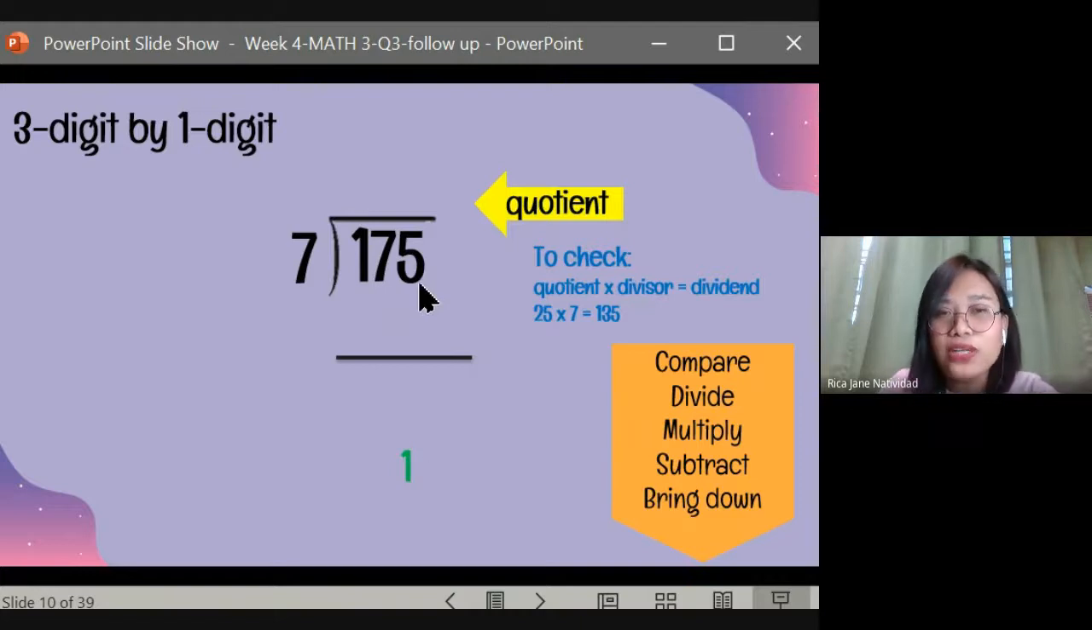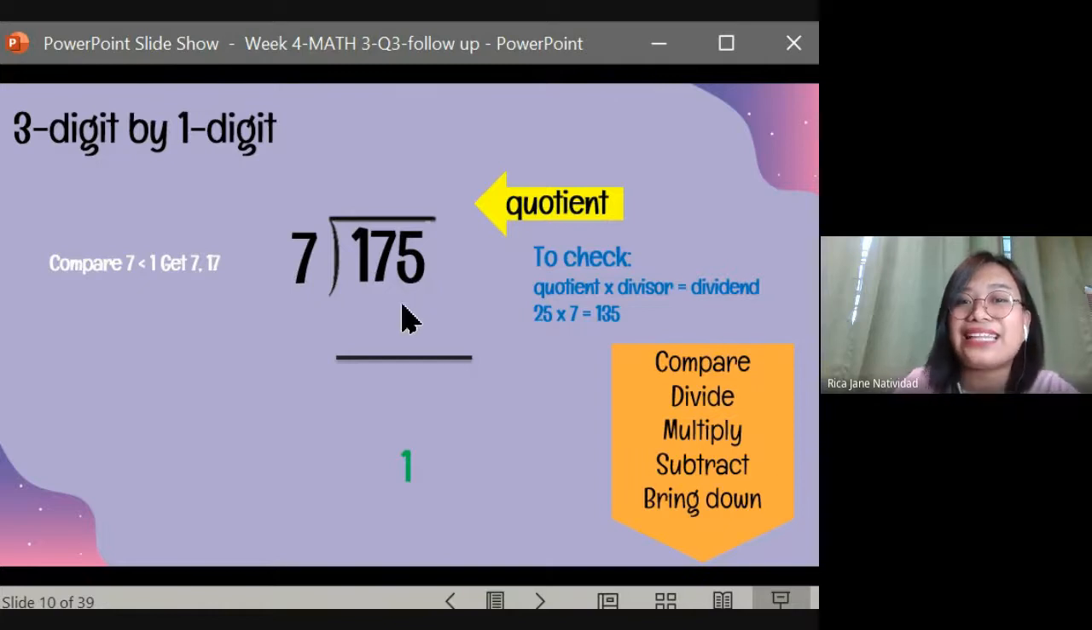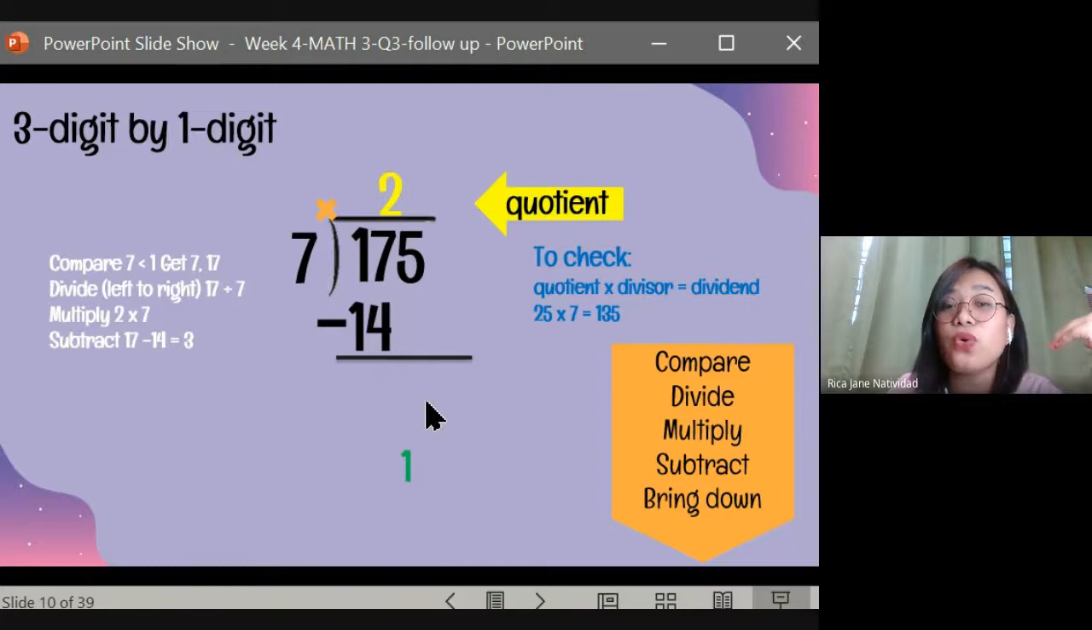So we have 175 divided by 7. Since the first digit is 1, it is lesser than 7, so we get the next digit. So we will have now 17 as the dividend. 17 divided by 7 is equal to 2. Multiply. 2 times 7 is equal to 14. Now we subtract: 17 minus 14 is equal to 3.